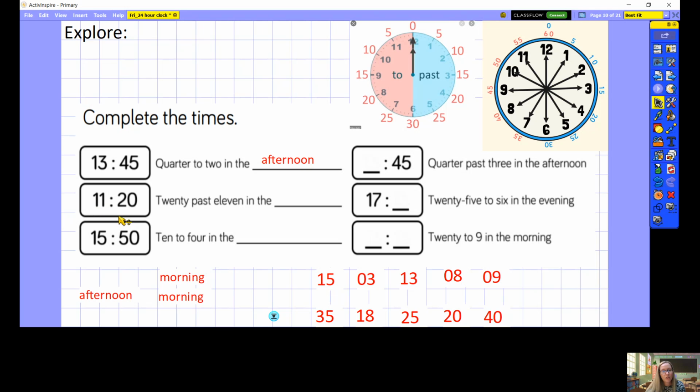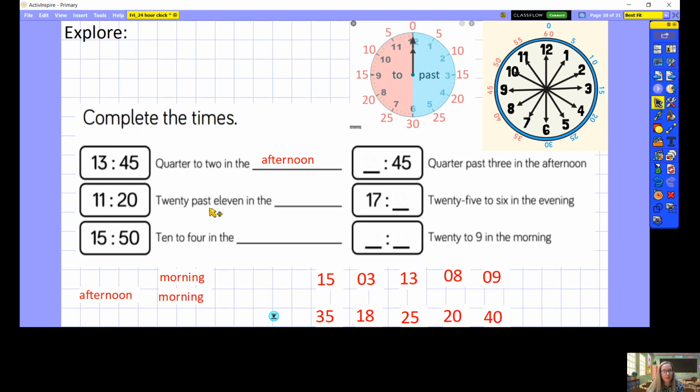Now you've got 11:20 here, 20 past 11. Do you think that's going to be in the morning or the afternoon? And 15:50. Do you think that's going to be 10 to 4 in the morning or the afternoon? Pause the video and have a go at filling in those missing words.